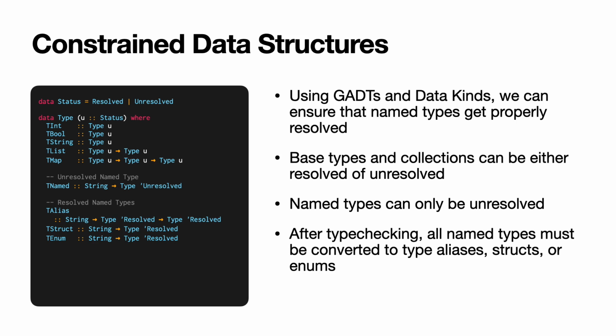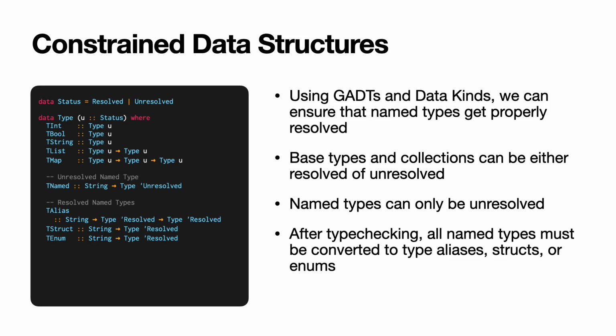We also convert type to be a generalized algebraic data type, or GADT. This allows us to tell GHC that some of the data constructors can only be used in a resolved or unresolved AST. You can now see that the TNamed data constructor is only valid in an unresolved AST, whereas TAlias, TStruct, and TEnum can only be used in a resolved AST. This guarantees that after type checking, all named types must be converted to a more concrete type.